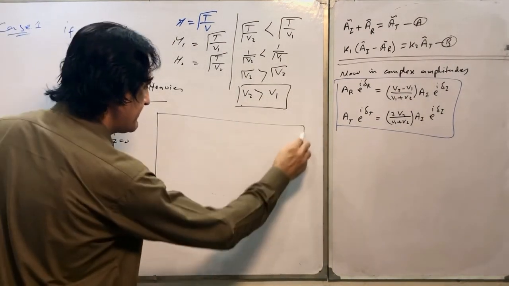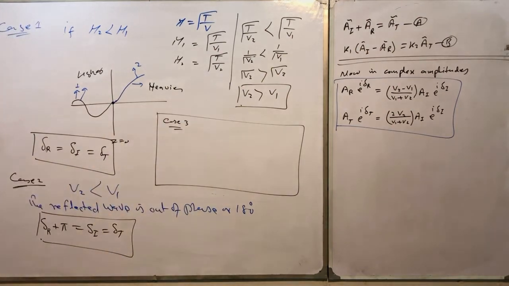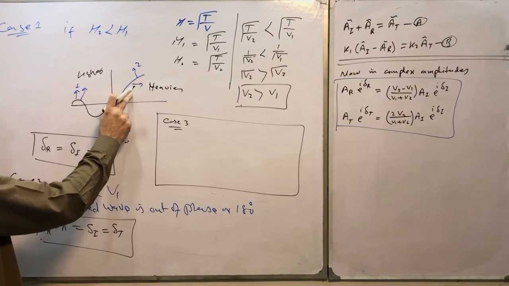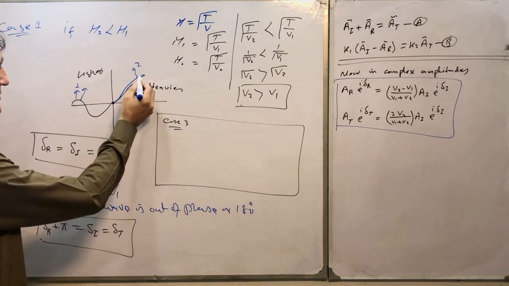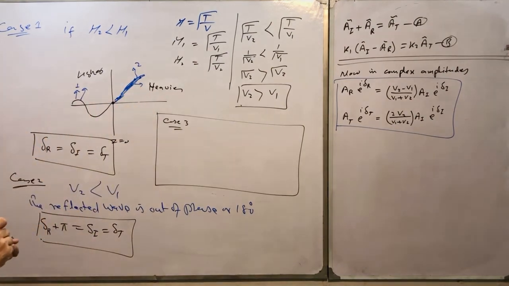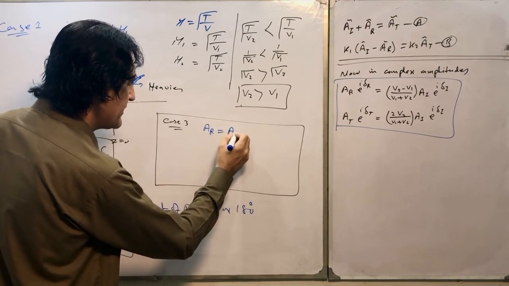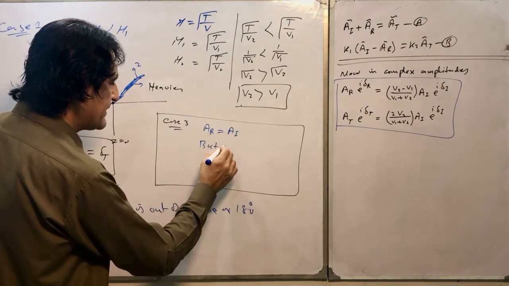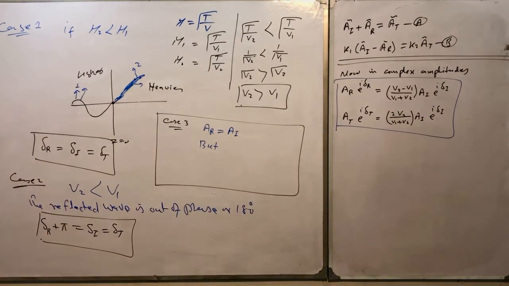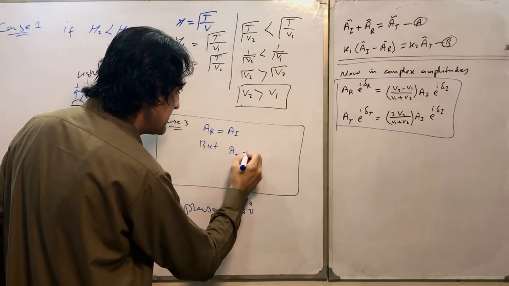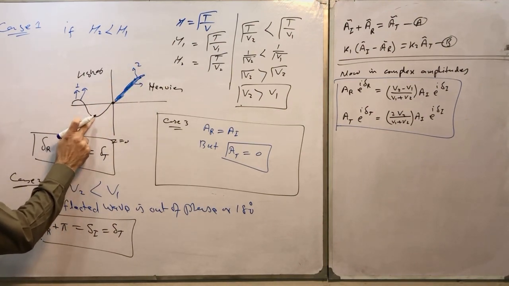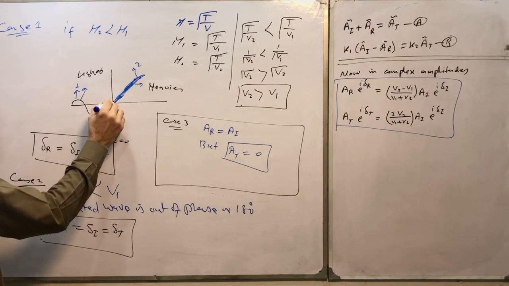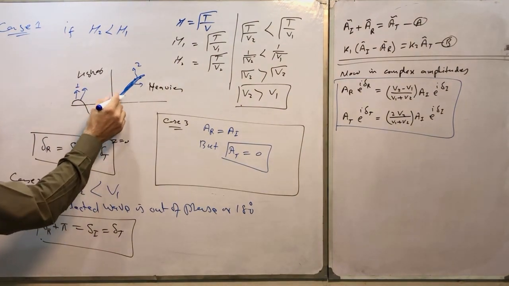Case 3. Whenever this string is very much heavier than this one, this string is much more massive as compared to this string, then what will happen? Then AR is equal to AI, but there will be a total reflection and no transmission, so AT must be equal to 0, because this is very much heavier than this one. For this wave, this knot is discontinuous and the wave can be reflected totally.